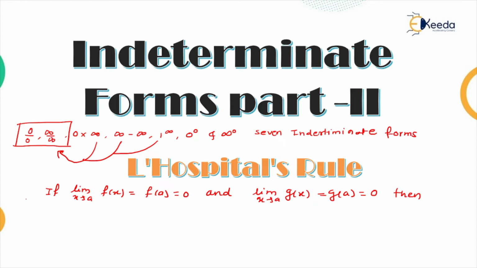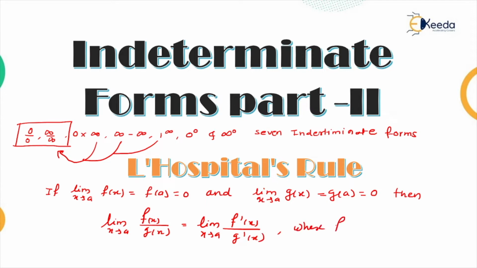So let me write the L'Hospital's rule. Then the limit as x tends to a of f of x upon g of x is equal to the limit as x tends to a of f dash of x upon g dash of x, where f dash of x and g dash of x are the derivatives of f of x and g of x, guys. So this is all about L'Hospital's rule.